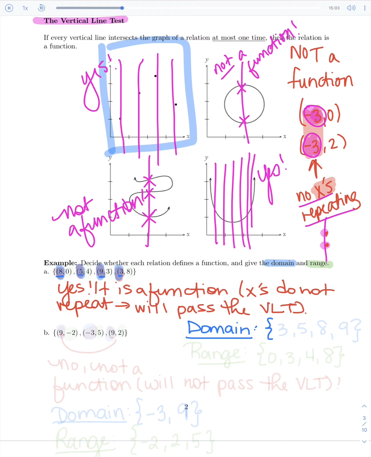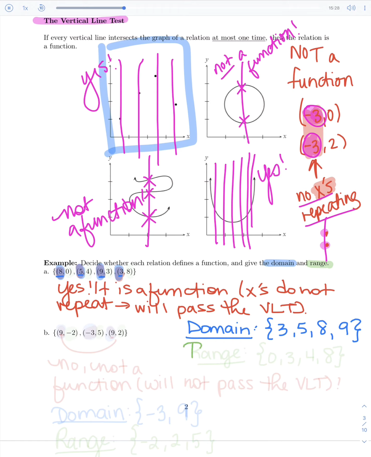You don't have to do it in order, but I do think it's a good idea to get in the habit. So we have 3, 5, 8, and 9. Those are all your possible x values. And again, we're going to use these set braces because we're just talking about a few isolated values. We don't want to include every possibility in between them, just these values.